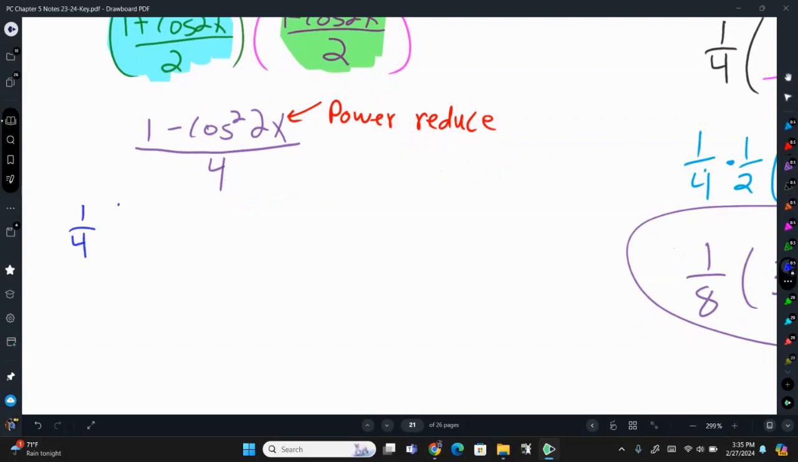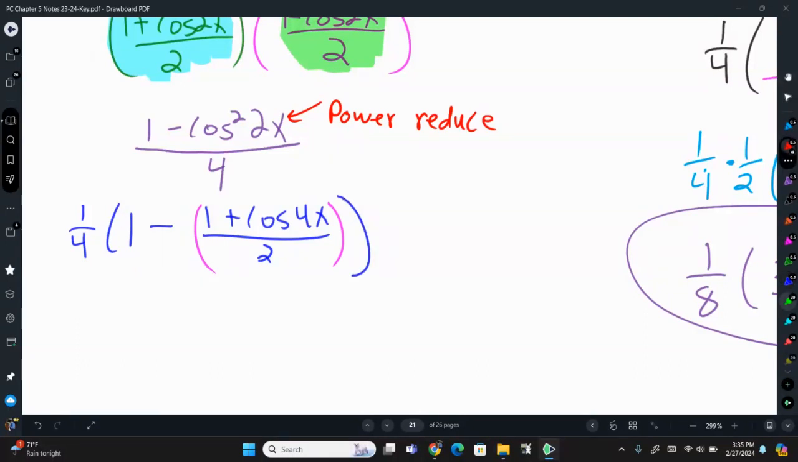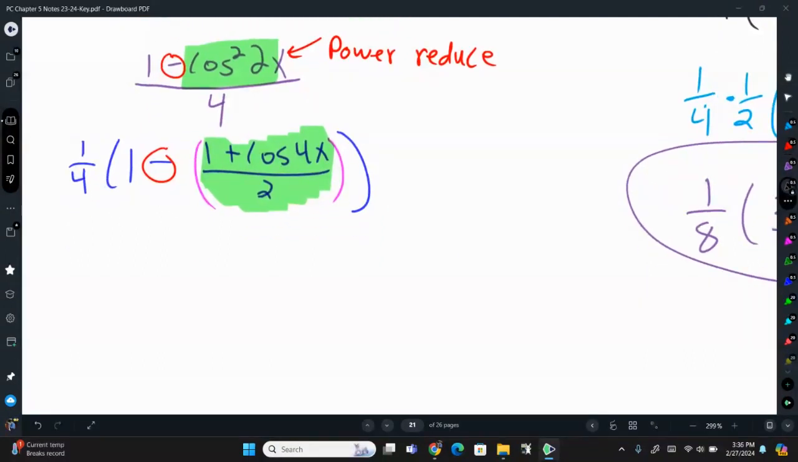So 1/4, so we have 1 minus, now cosine squared 2x power reduces to 1 plus cosine 4x over 2. And we want to put parentheses around it because we want to be mindful that the negative should go into everything, because we change this to all of that. So that negative sign in front needs to be distributed. So that's why I put parentheses around it. So I'm going to distribute the negative now.